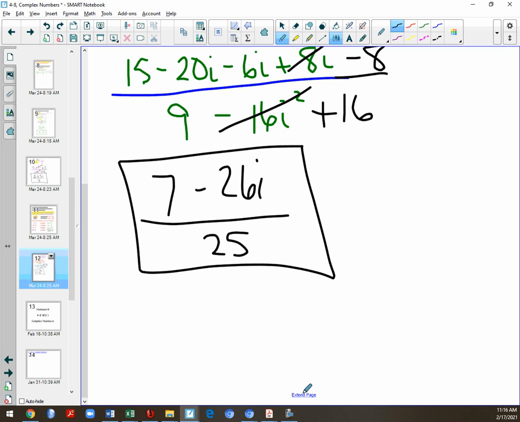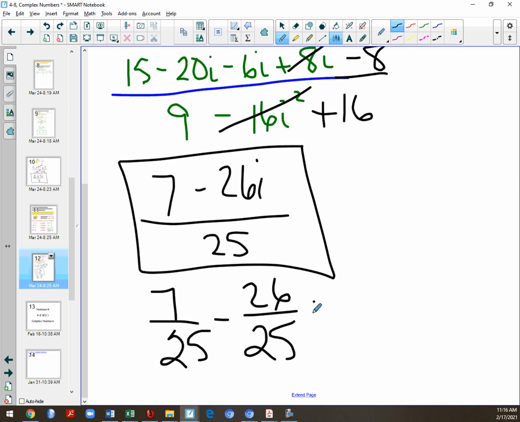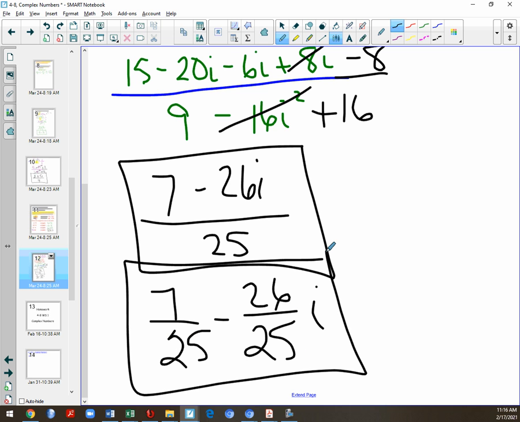Now, in MyMathLab, it may want you to rewrite this as 7 over 25 minus 26 over 25i, meaning it's going to want the real part of the number, which is the 7/25ths, and then it's going to want the imaginary part of the number, which is 26/25i. Okay? So be very careful and understand what the problem's asking you to do.